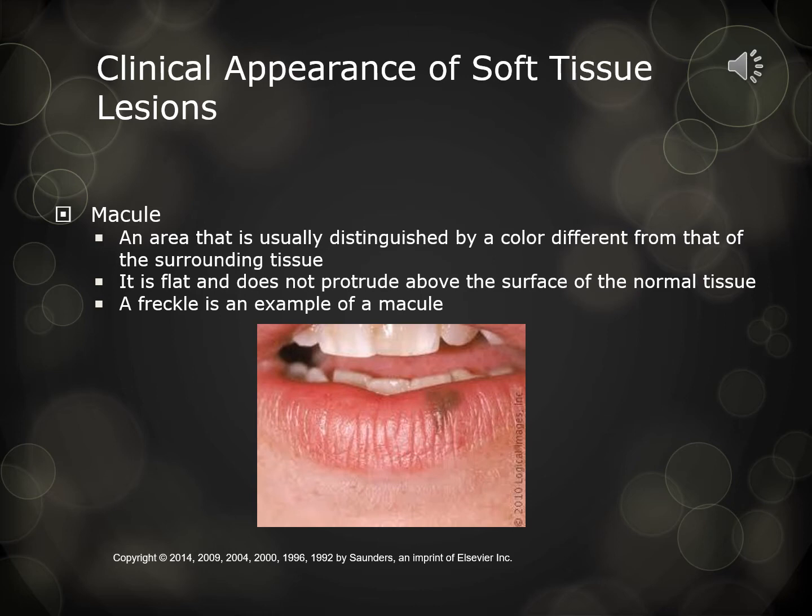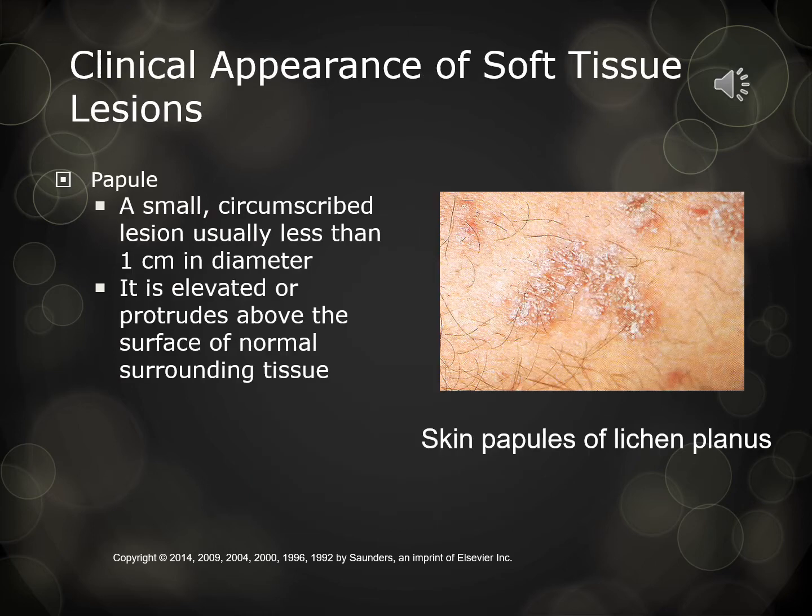A macule is an area that is usually distinguished by a color different from that of the surrounding tissue. And here you can see the darkening, which is kind of looking dark brown on the lip, which is a light pink, and it's not raised, it's flat, and it does not protrude over the surface of the normal tissue. A freckle is an example of a macule. We do not describe this as abnormal.